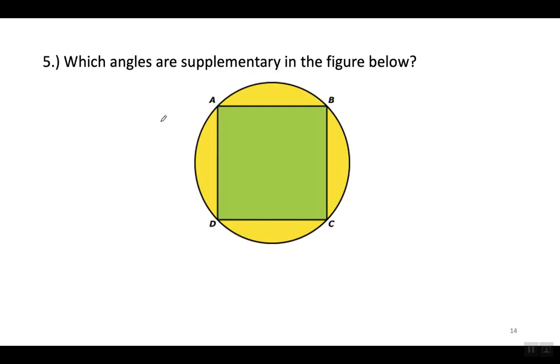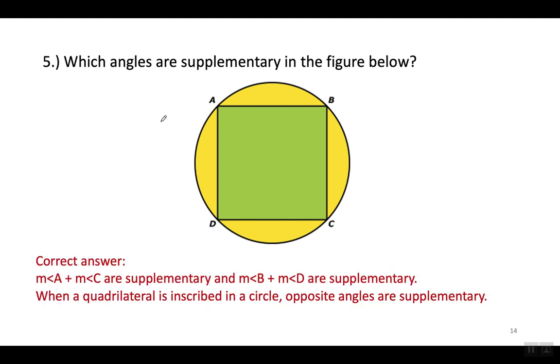Moving on. Which angles are supplementary in the figure below? This is too easy. You cannot get this wrong because it's too simple. I went over it at the beginning of this review. When you have a quadrilateral inscribed in a circle, opposite angles are supplementary. So angles A and C are supplementary, and angles B and D are supplementary.